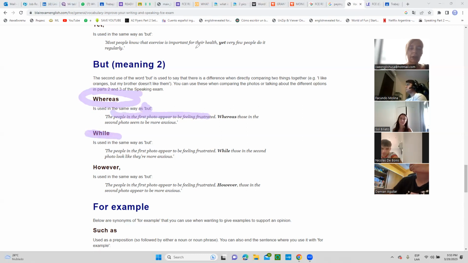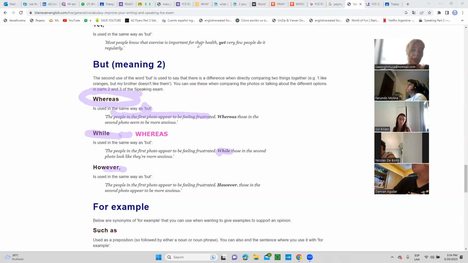While, it's the same as but or the same as whereas. It's exactly the same as whereas. Many times, sometimes not, but in many cases, yes. The people in the first photo appear to be feeling frustrated, while those in the second photo look like they are more anxious. Okay, so there you have the way that we can use while or whereas instead of using but.